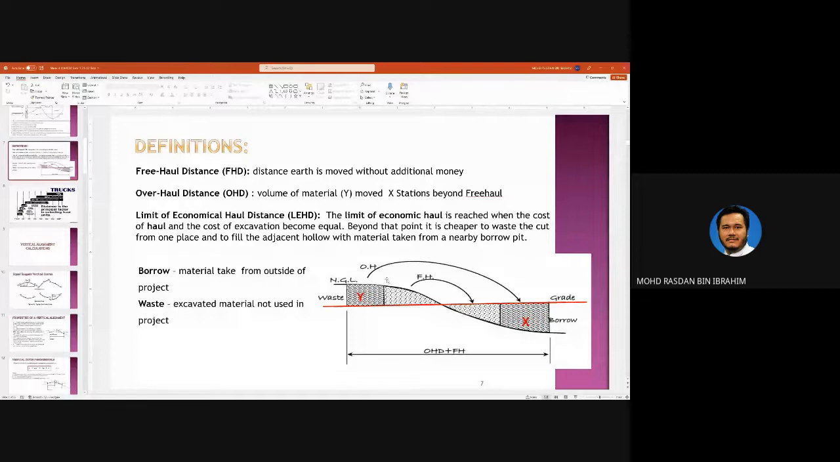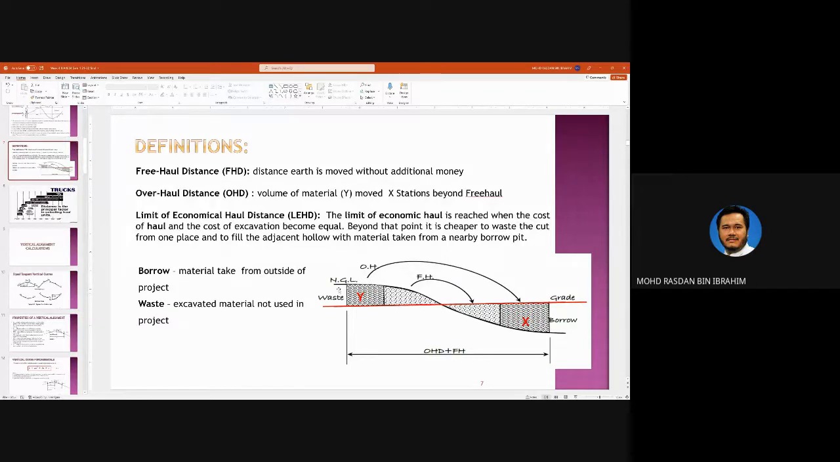Overhaul is when you move this material to the other side, so it is over the free haul. This will also cost you money, but it will cost you a lot more than the free haul. So the limit where you define that you can still accept some overhaul is the limit of the economic haul distance, this part.